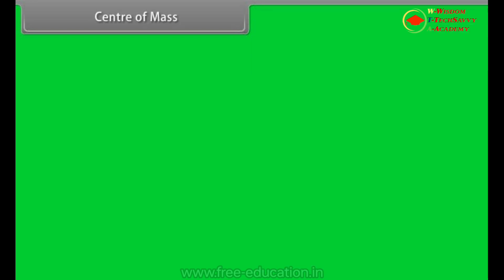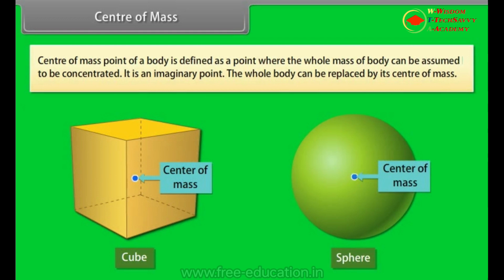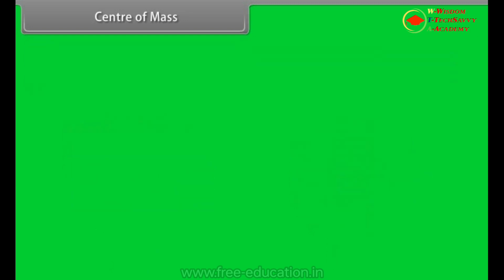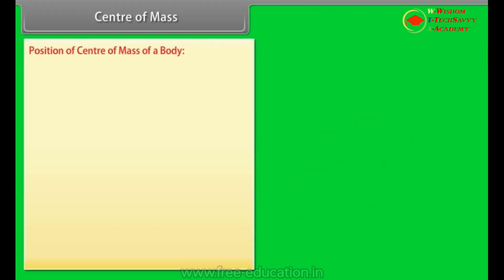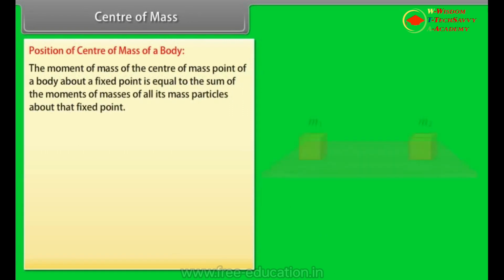Center of mass. The center of mass of a body is defined as a point where the whole mass of the body can be assumed to be concentrated. It is an imaginary point. The whole body can be replaced by its center of mass. Position of center of mass of a body. The moment of mass of the center of mass point of a body about a fixed point is equal to the sum of the moments of masses of all its mass particles about that fixed point.